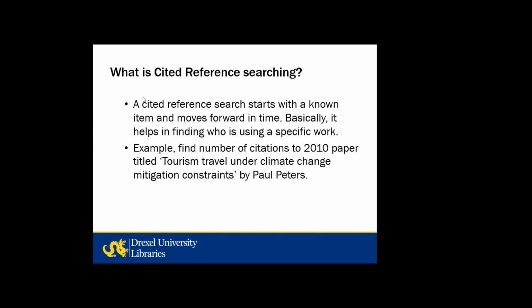So what is cited reference searching? A cited reference search starts with a known item and moves forward in time. Basically, it helps in finding who is using a specific work. For example, you have published a paper, or your professor published a paper a few years ago, and they want to know who is using that paper worldwide. That is getting insights into how your research is being used worldwide.